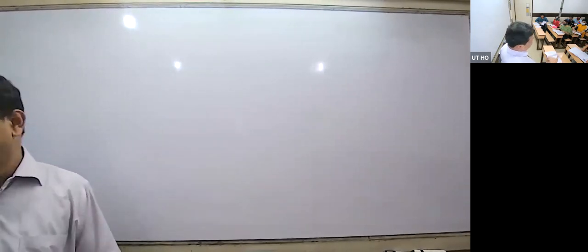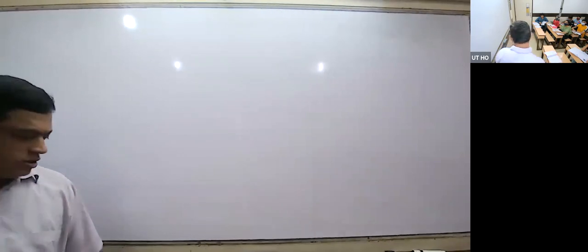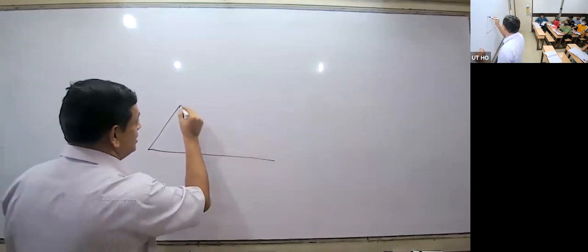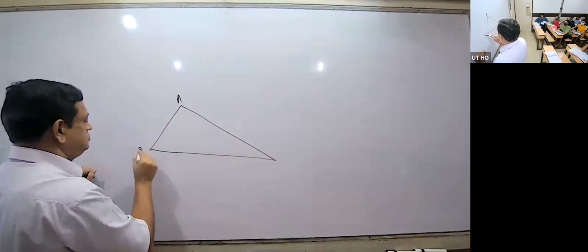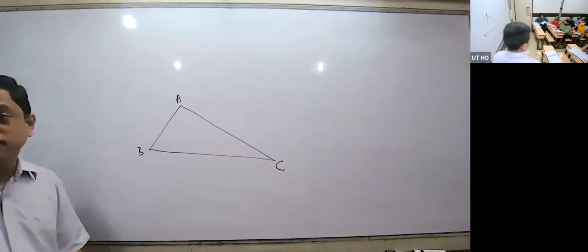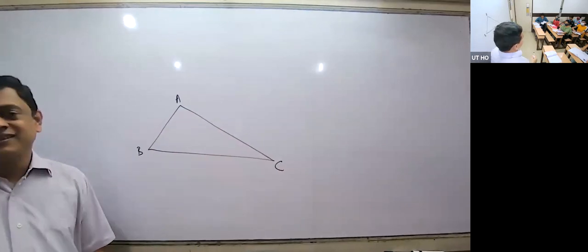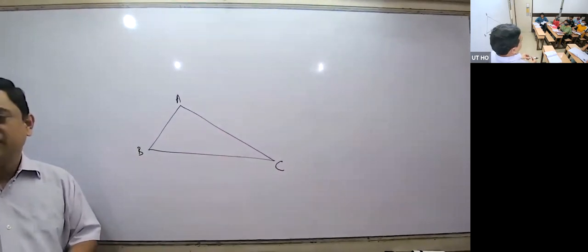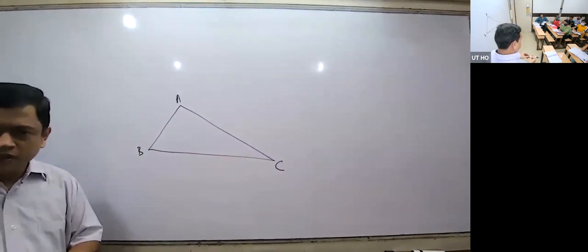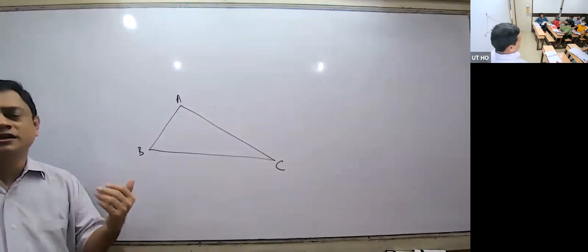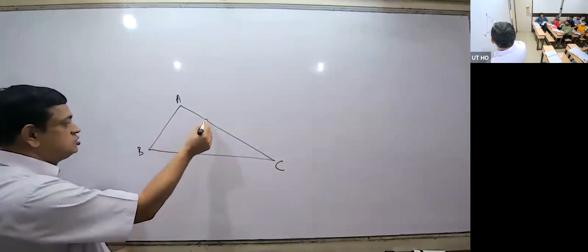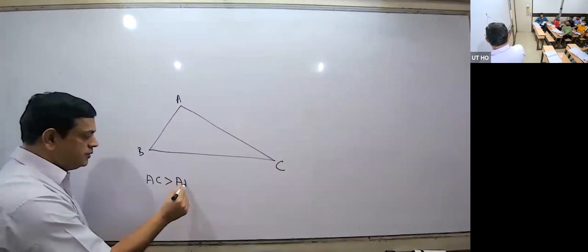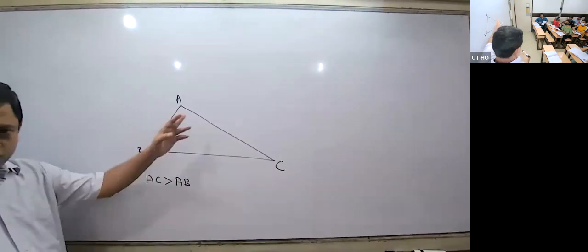Yeah. The inequality property, 3 properties. Remember, these are the only 3 properties. In a triangle, if 2 sides are unequal, then the greater side has the greater angle opposite to it. You know what I mean by greater side? Longer side has the greater angle opposite to it. If you consider these 2, AB and AC, which is greater? AC is greater than AB. Yes or no?